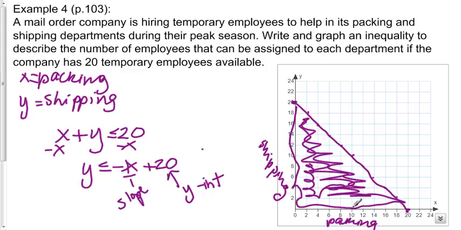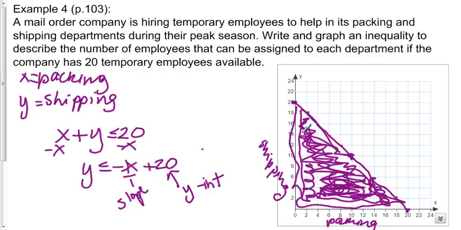I could pick 10 people to help with packing and 10 people to help with shipping. That's the very edge of our boundary, but it is in our solution region here. 10 and 10 makes 20. I could pick 14 people for packing. That only leaves me with 6 people for shipping, but I'm still using 20 employees. So I can't go over using 20 employees, but any combo in this triangle would work for this company. That's all we're saying. Okay? And obviously, if you wanted to use all 20 employees for shipping, that would put you at this point up here. There's 0 employees left over for packing.